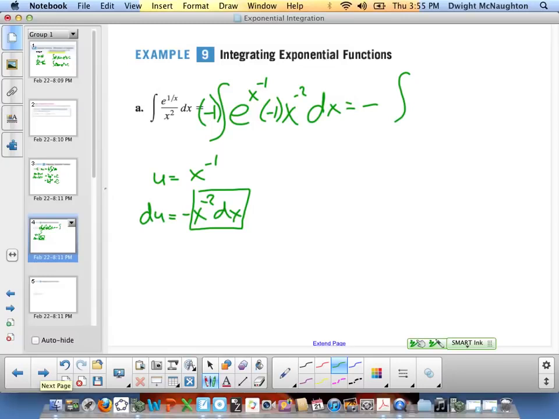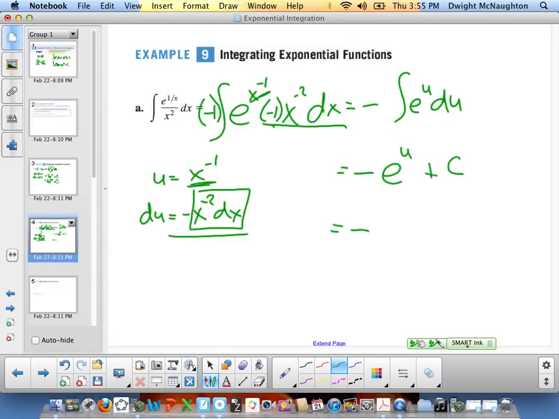So we got negative antiderivative of e to the u. Right here is u. Right here is du. So negative antiderivative of e to the u du is negative e to the u plus a constant, but we need it in terms of x. So we go negative e to the x to the negative 1 plus a constant. If you are insistent, you can rewrite it as 1 over x.